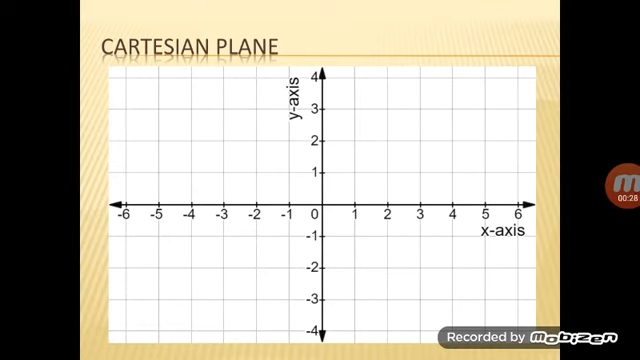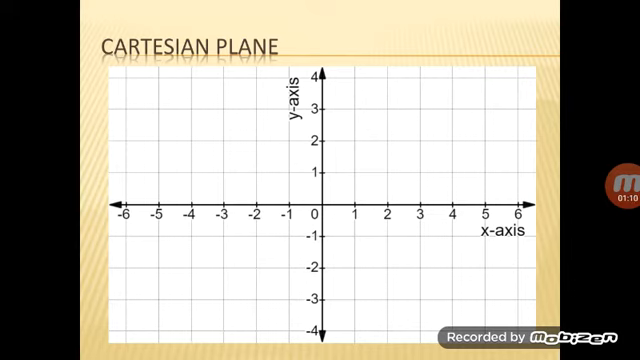This is a rectangular or Cartesian plane which consists of two number lines intersecting at right angles at the point O, known as the origin. The horizontal line is known as the x-axis and the vertical line is known as the y-axis. You can see that on the x-axis, on the right hand side the positive numbers are written and on the left hand side the negative numbers are written. And on the y-axis above the line the numbers are positive and below the line the numbers are negative, and they have the same gap. They are placed with the same interval on the line.